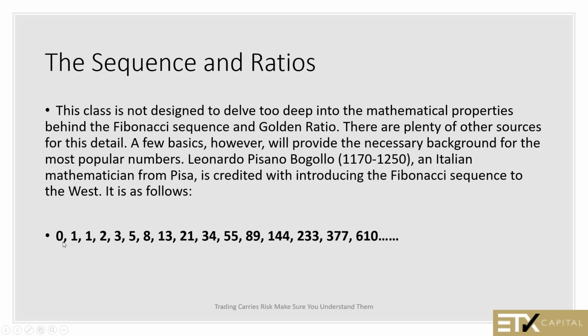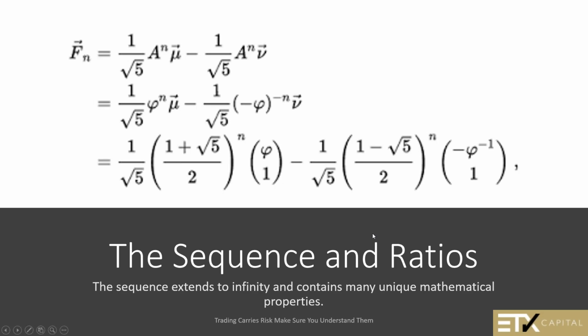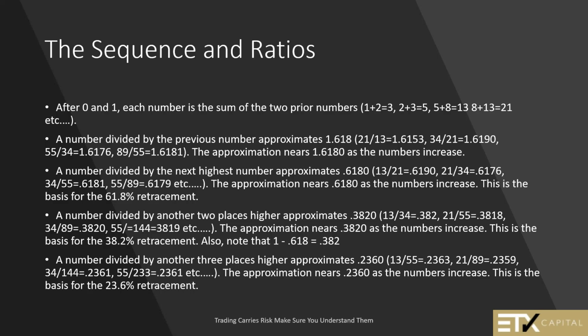You start out with 0. 0 plus 1 gives you 1. 1 plus 2 gives you 3, and so on. That's it, but it's always the same. You don't start out anywhere else. You don't start randomly in the middle. This is the way it's calculated all the way up. Now, there are lots of mathematically involved calculations you can do, and the sequence extends into infinity and contains many unique mathematical properties. But we don't need to know all that.